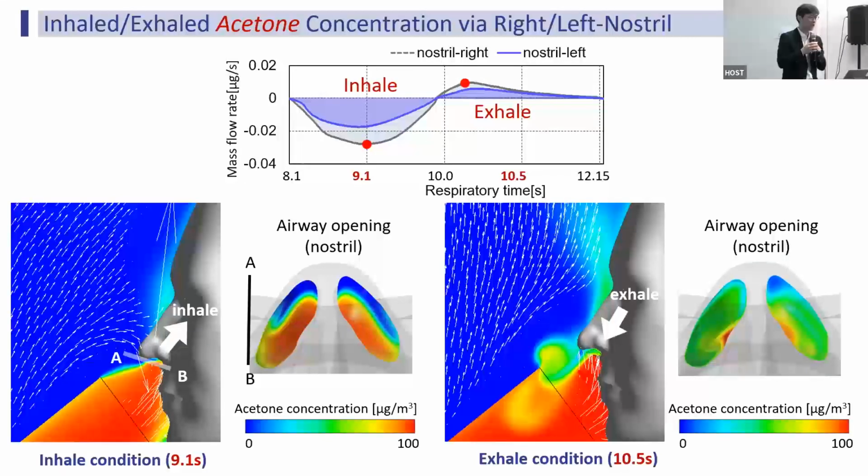And in the exhalation period, the mixed acetone concentration flows back from the lower part of the respiratory system to the upper part, and then relatively well-mixed acetone will be transported to the olfactory region in the nasal cavity. Furthermore, because of the differences of flow resistance in the right and left nasal cavities, we can calculate clearly different airflow rates in the left and right nasal cavities.